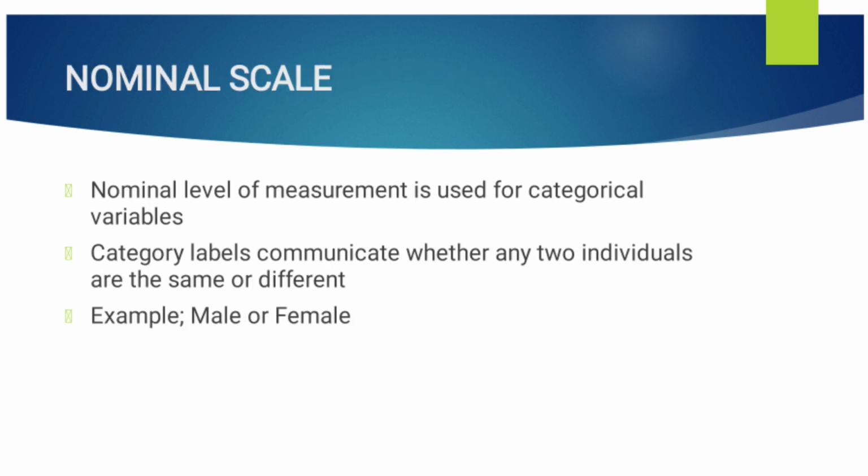The nominal level of measurement is used for categorical variables. That means we can categorize the variables into different groups. For example, we can classify a group into males and females. We collect samples and classify them based on their gender. We can classify into male or female, or we can use students from BSc psychology and students from other departments, etc. That kind of scale is represented by the nominal scale.